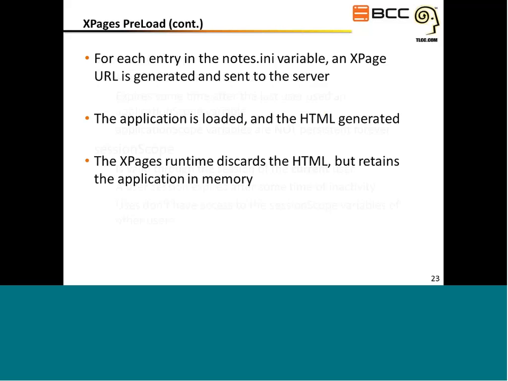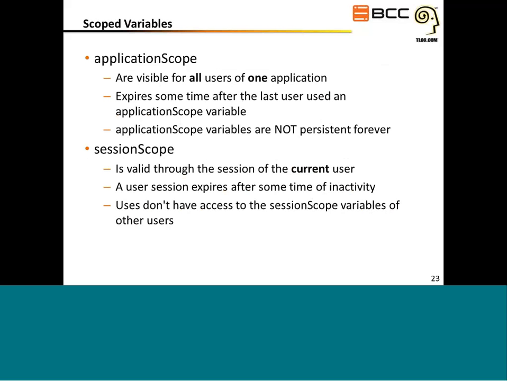As a developer, you should be familiar with the so-called scoped variables. We have four flavors of scope variables. The first is the application scope, and this is a variable that is visible for all users and for one application. And it expires sometime after the last user used an application scope variable, so it does not live or persist forever.